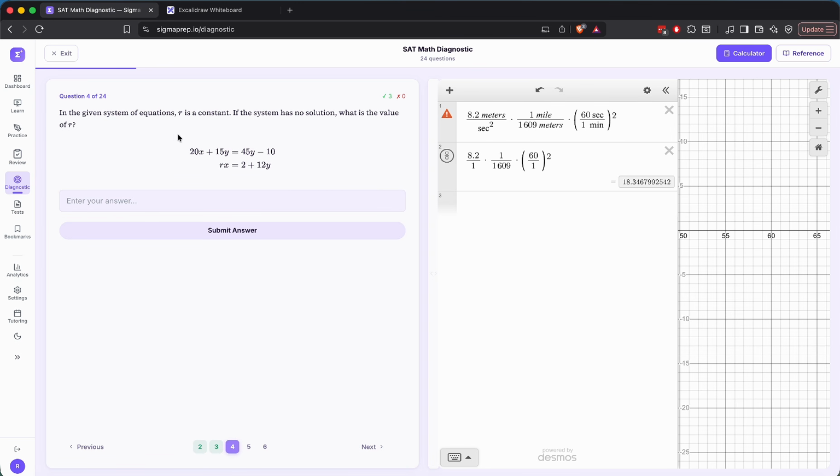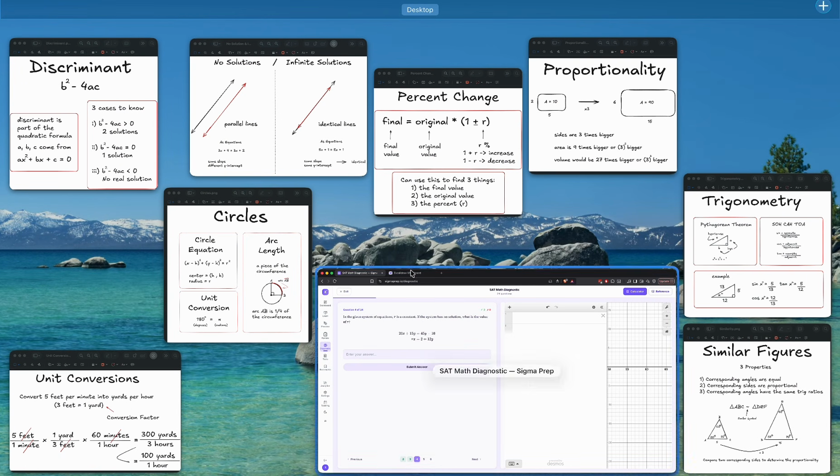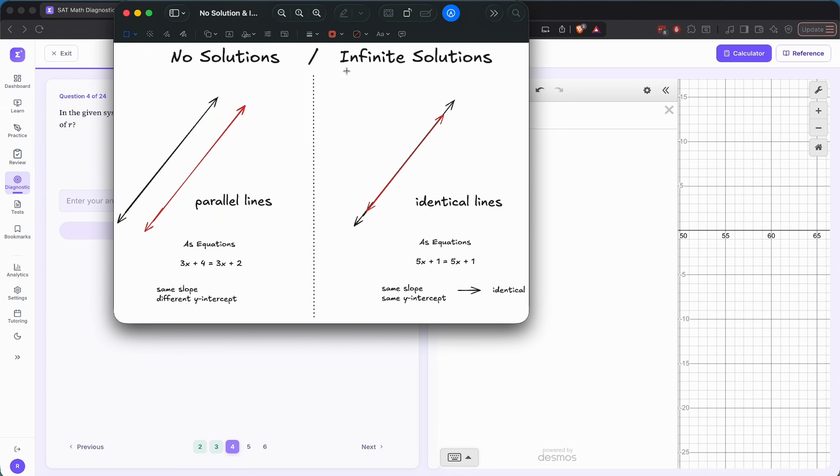Next one. In the given system of equations, R is a constant. If the system has no solution, what is the value of R? So let's take a look. You got to know these: no solution, infinite solutions. And if we're looking at it on a graph, which we could do to answer this one, I'll show you that, or we'll do it algebraically. If you're looking for it on a graph, you just need parallel lines.